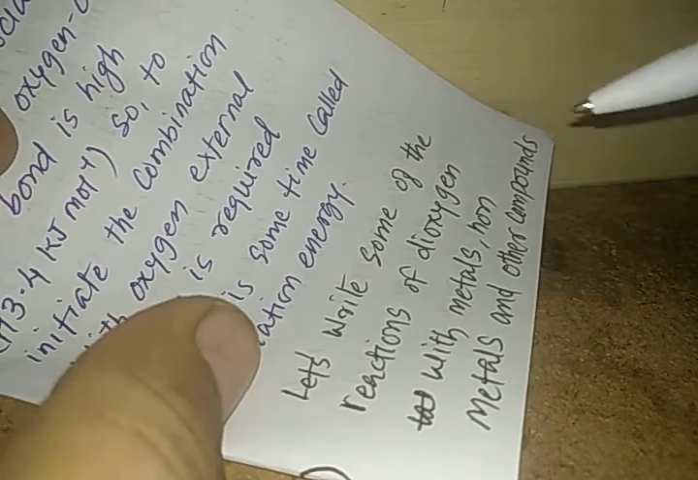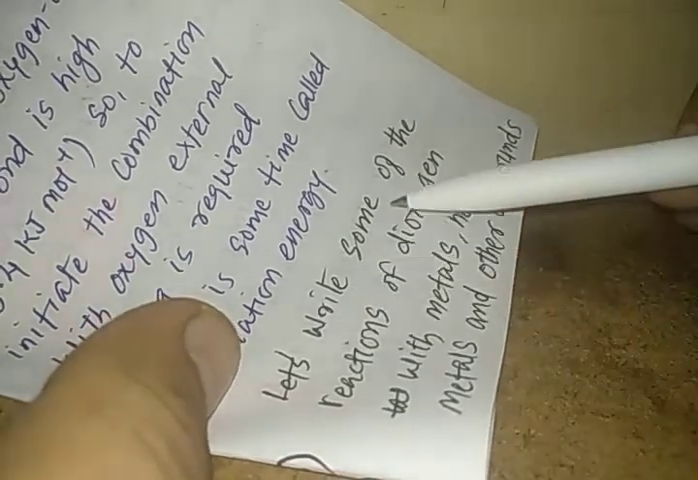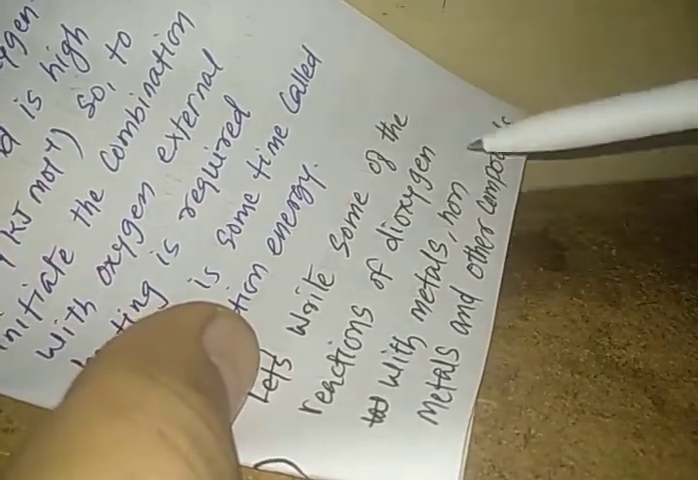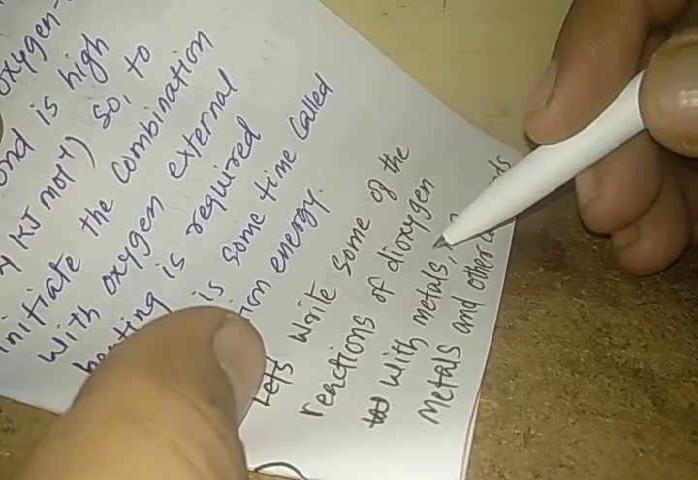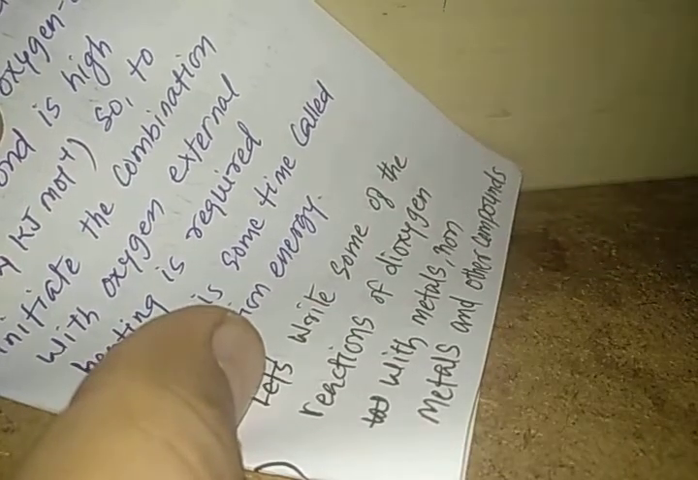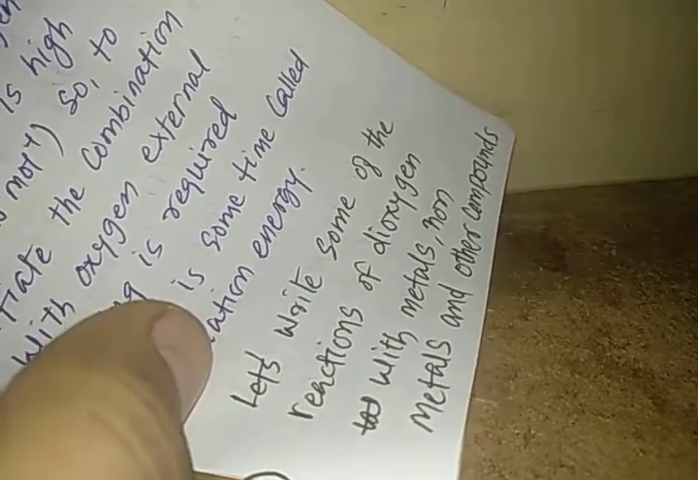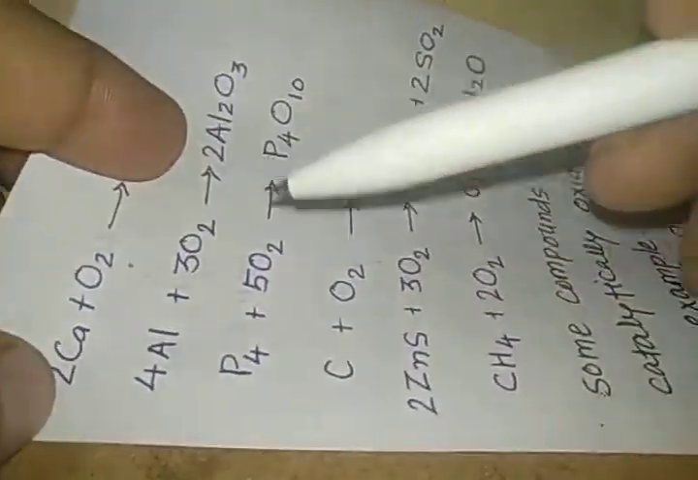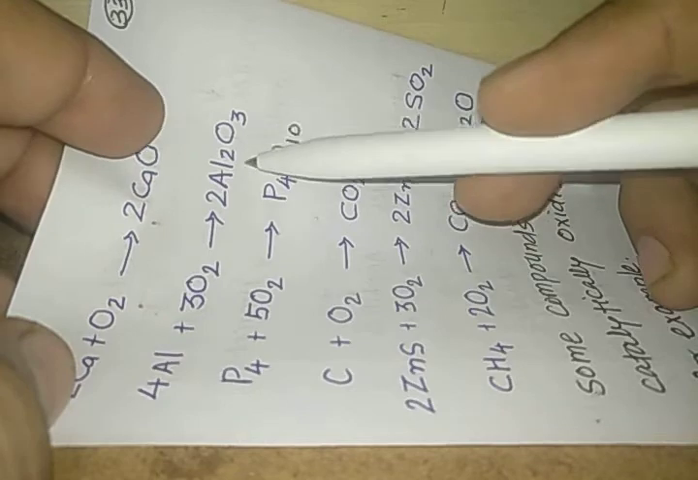In this video, let us write some of the reactions of dioxygen with metals, non-metals and other compounds. Let us start with calcium. Calcium reacts with oxygen to produce calcium oxide. Aluminium reacts with oxygen to produce aluminium oxide, Al2O3.